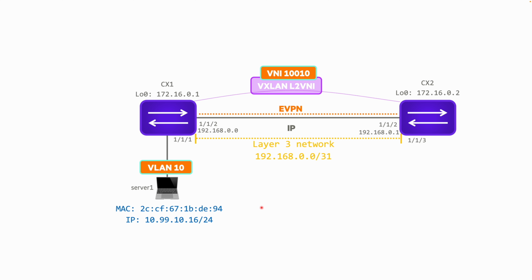Also, I'm going to take off server 2 from CX2 and replace that with our router 1. So router 1 is another HPE AOS CX 6300, the same as CX1 and CX2, but in this case it's not a VTEP, so it's just a layer 3 device running IP.